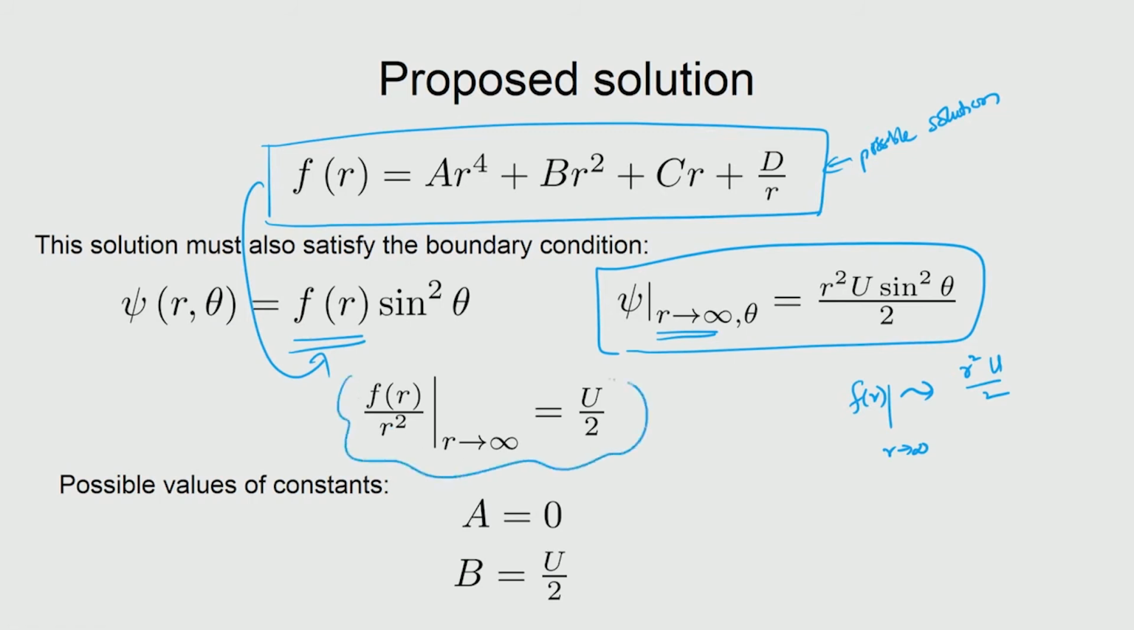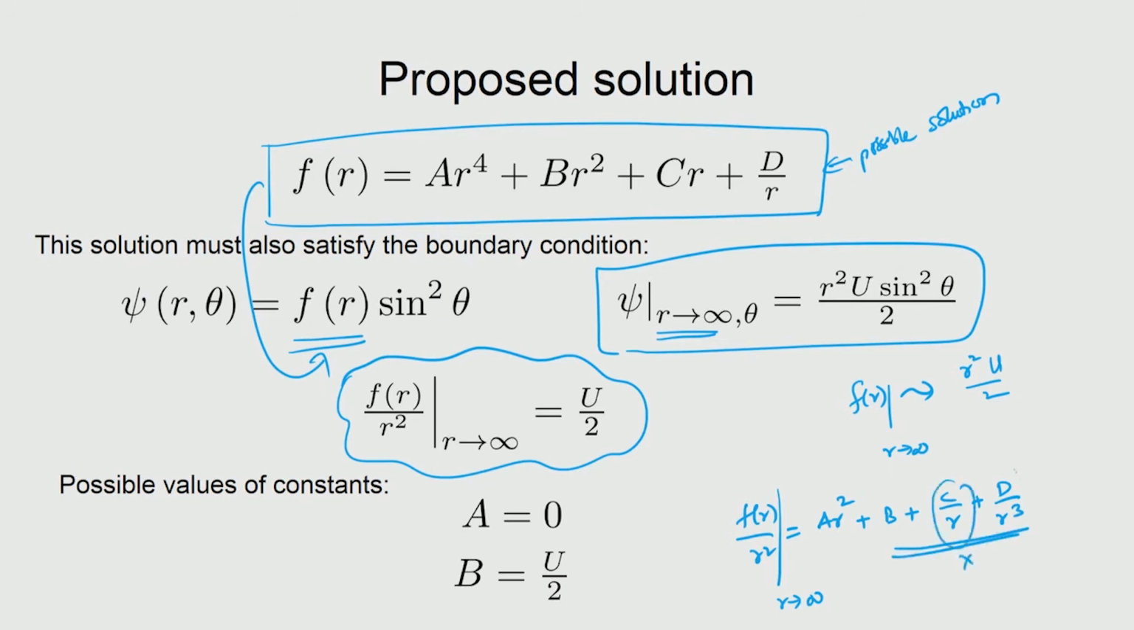So, we now have a constraint on the f of r. Now, if you look at f of r by r square, you would see that it would be a r square plus b plus c by r plus d by r cube. In the limit of infinity, these three will not give a problem because c and d will vanish. So, these will drop, these will drop, but this will blow up. So the only way we can have a meaningful solution is if a is 0. Because of this condition we say that a is 0.